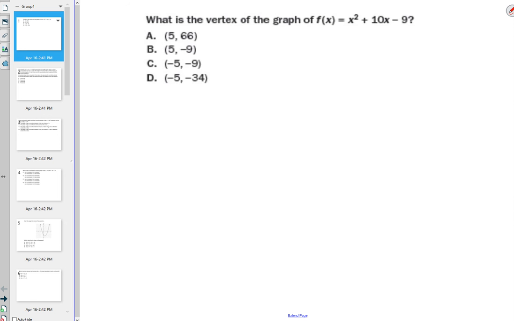Okay, so the vertex for this is a parabola. It's quadratic, and we learned the vertex was at h comma k. First one you find is h. How did we learn to find h? Who remembers that formula?